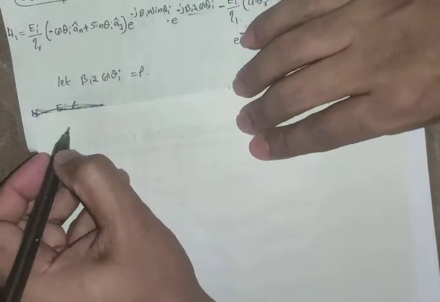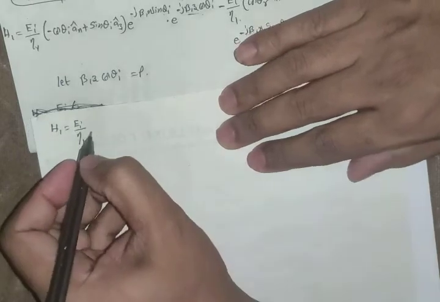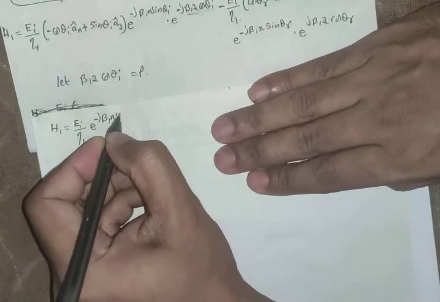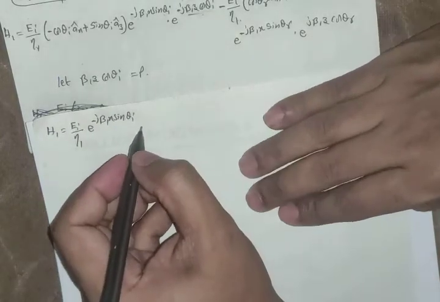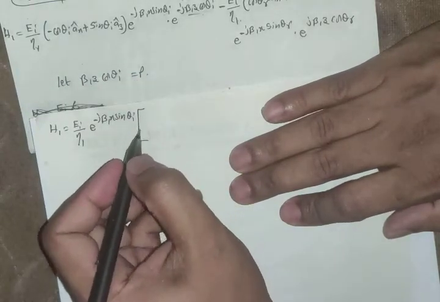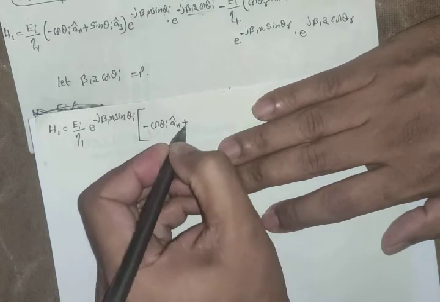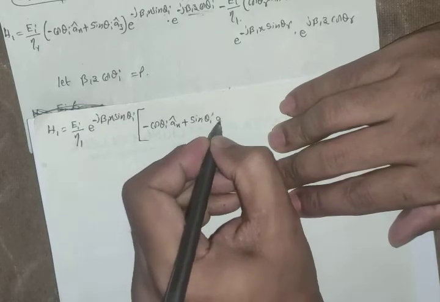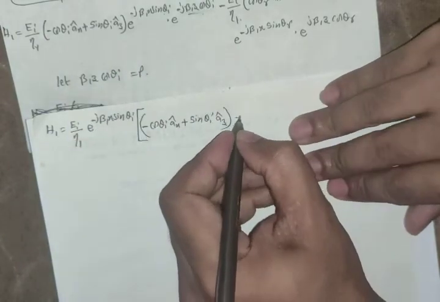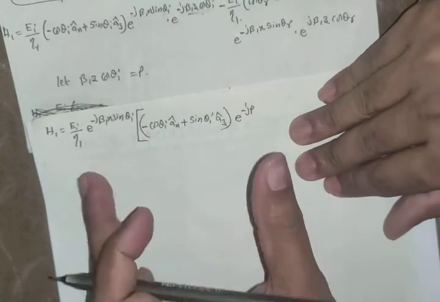Then what happens is that the total magnetic field equals Ei by eta 1 into the common term, e to the power of minus j beta 1 x sin theta i, which is the common term. So what is the corresponding equation? The remaining equation we can have is minus cos theta i into ax cap plus sin theta i into az cap, into, since this is assumed to be p, e to the power of minus jp. Don't confuse here.